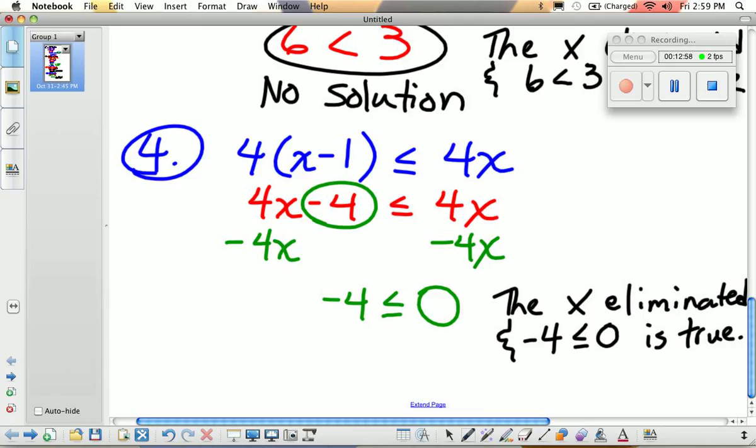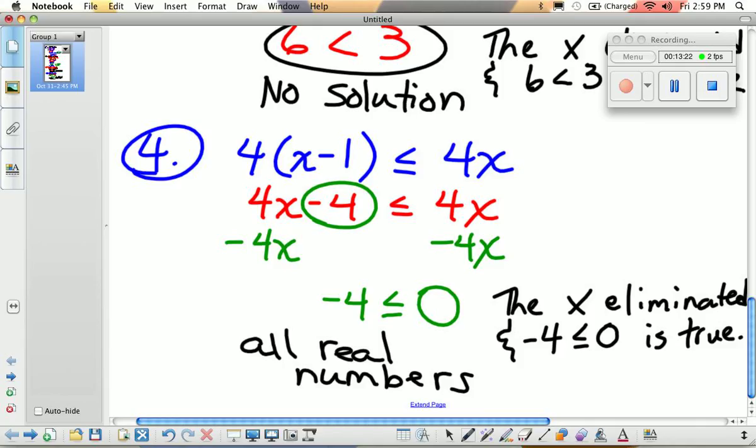Isn't it less than or equal to 0? Yeah, I'm sorry, I missed the equal to part in saying it. I wrote it, but I didn't say it. Okay, so the x eliminated and negative 4 is less than or equal to 0 is true. So that tells us any number you want to pick off the number line would be a solution, so we state it as all real numbers.